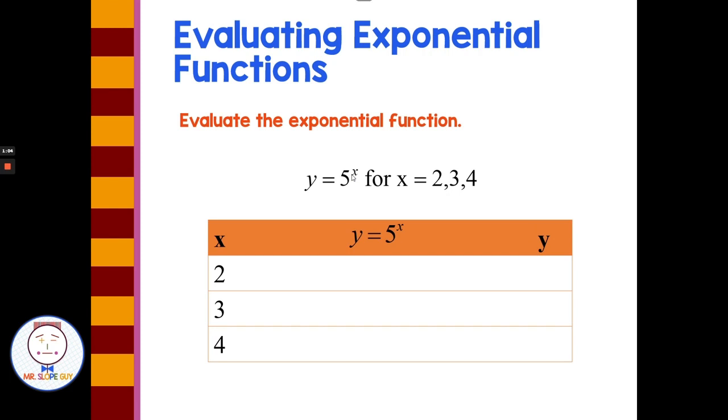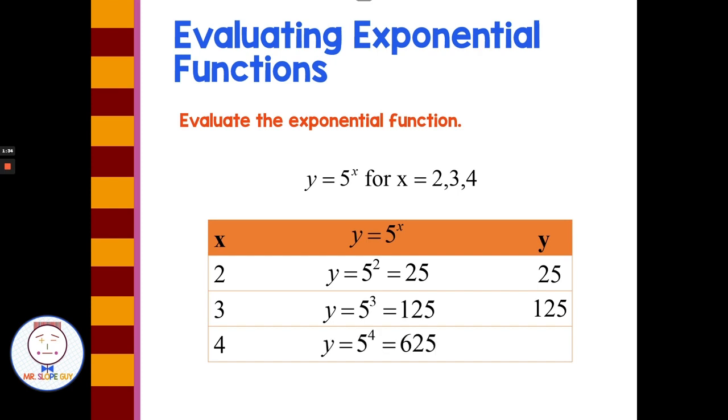So if we put 2 in for the x value, we'd have 5 to the second power, which is 25. So when x was 2 as the input, the output is 25. Then if I look at the second number we're given, an x of 3, I have 5 to the third power. 5 times 5 is 25, times 5, 125. So my output or my y value is 125. Then 5 to the fourth power. 5 times 5 times 5 times 5, 625. So when my input or my x was 4, my output or my y value is 625.